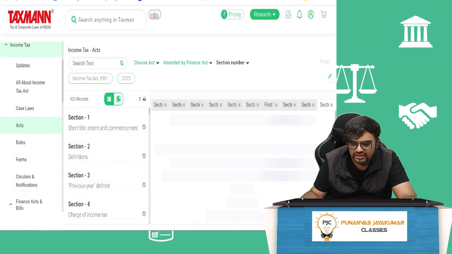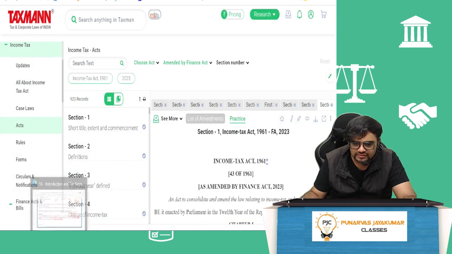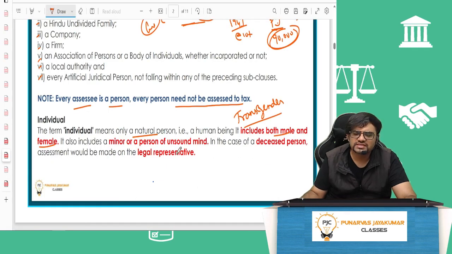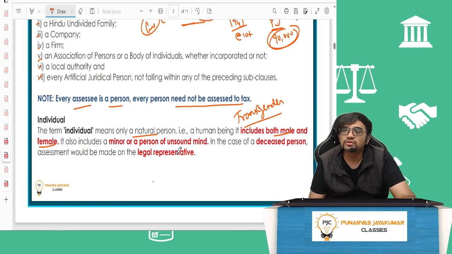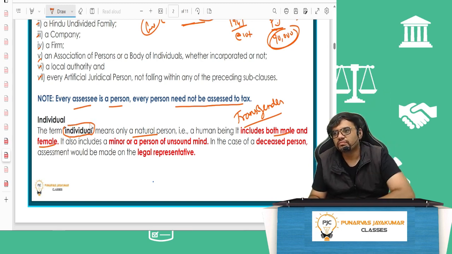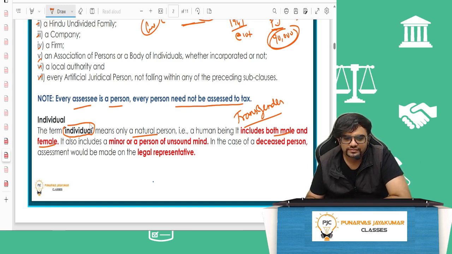Then how are transgenders taxed generally? Are they a different form of SSC as such? No, they will be taxed according to how they were born. When they were born, the birth certificate will have them either as male or female. However they recognize themselves, you will have to tax them accordingly. But anyway, everyone will come under individual. What I am trying to tell is the sex, so to speak, will be determined based on the sex at the time of birth. This is the current position as of today.